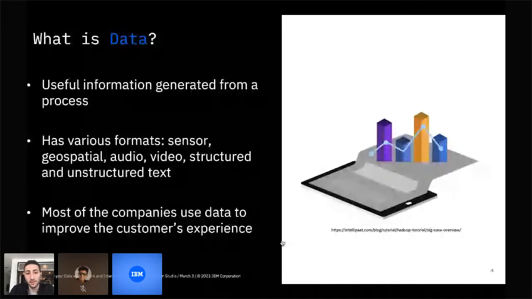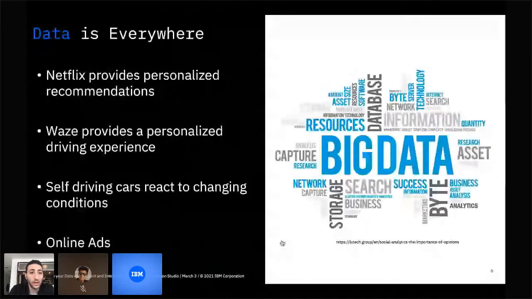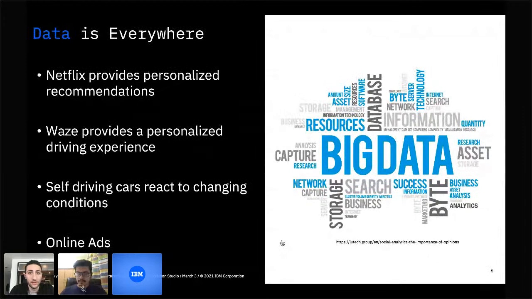These days, most companies use data to improve the customer's experience, and we can see this in the biggest companies. For example, Netflix provides personalized recommendations. Waze provides a more personalized driving experience, and even self-driving cars try to use as much data as they can to react and change based on different conditions. And of course, we have online ads that we see all the time when we're on social media. That's why data is everywhere.